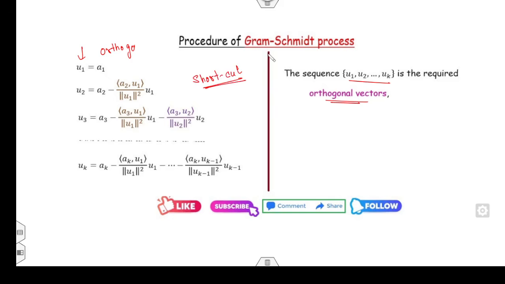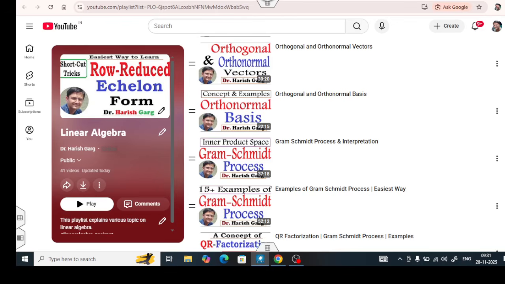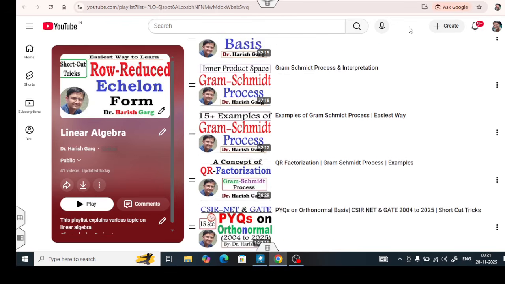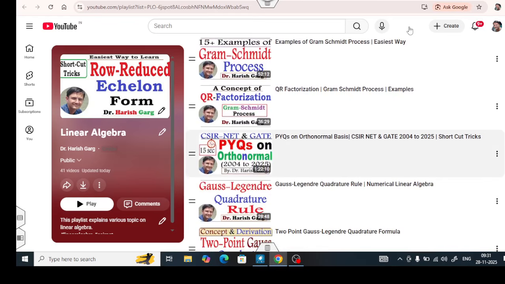How you can apply the Gram-Schmidt process in your examinations. And once we know the orthogonal vectors, then we can easily convert them into orthonormal vectors. For more detail, you must watch my previous lectures, PYQ of the orthonormal vectors. You must watch it and you can learn the concept very easily.